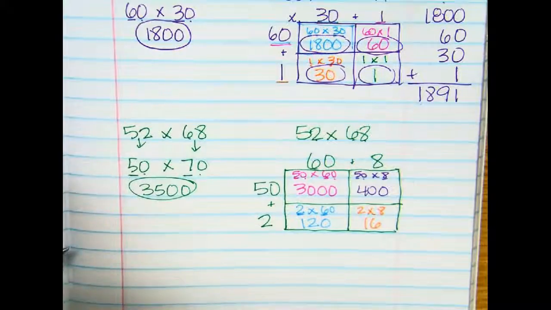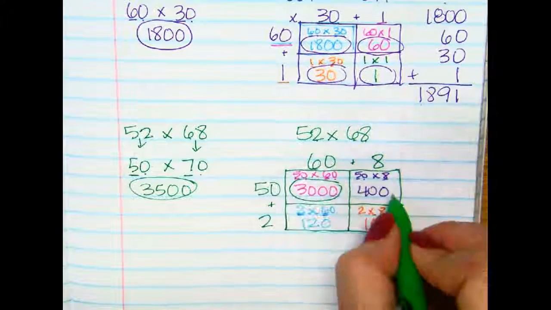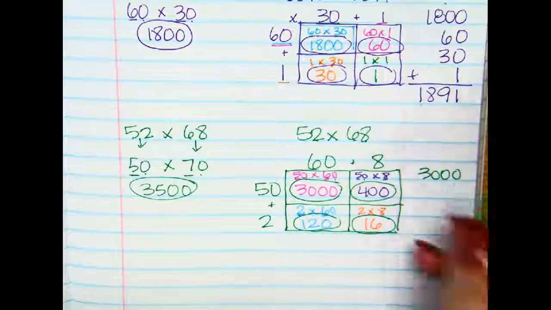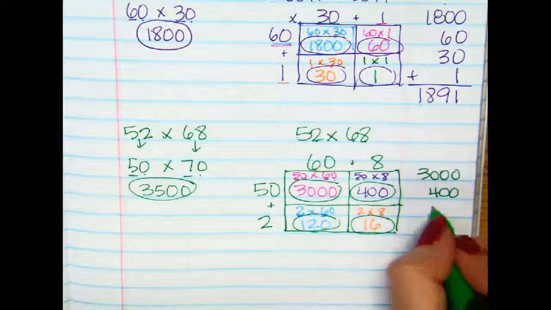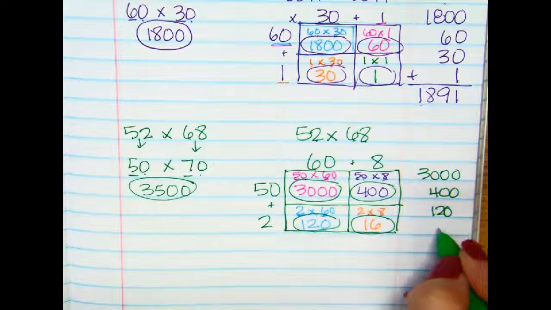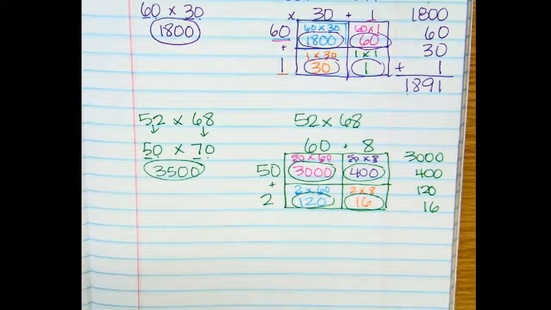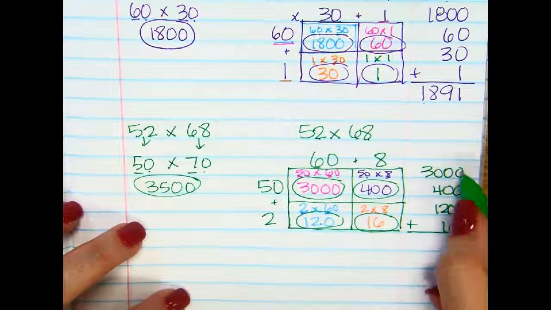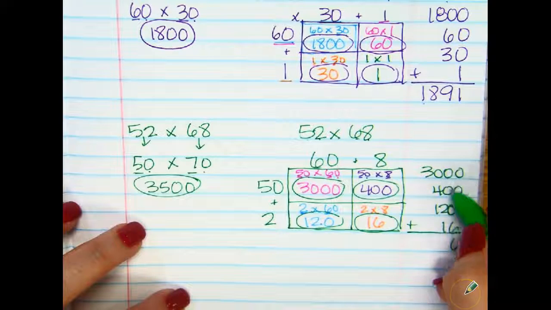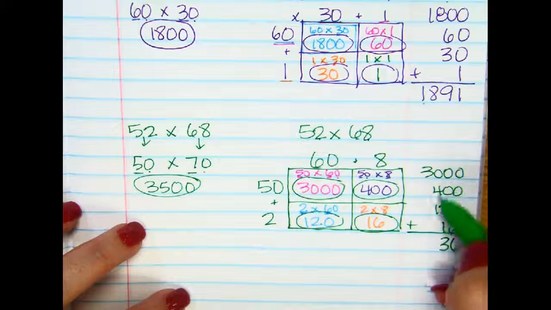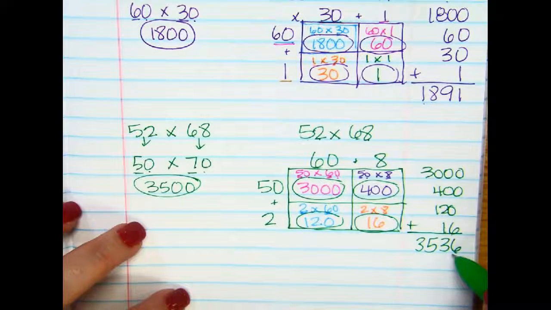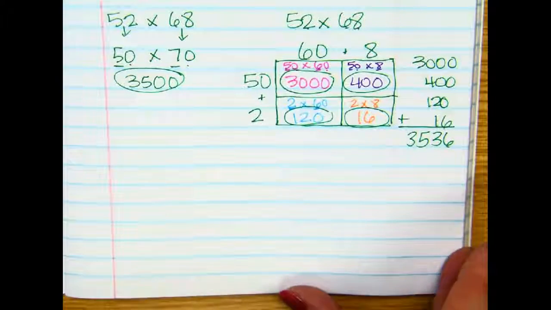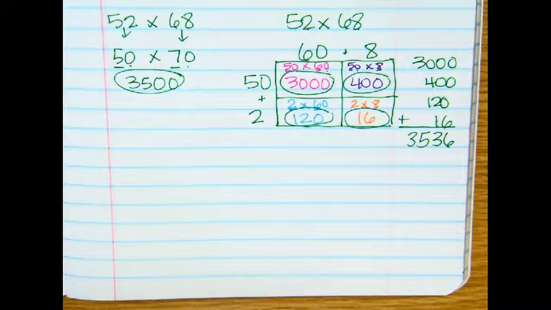So now all we have to do is add all of our partial products. So 3,000 plus 400 plus 120 plus 16. Okay, so we have all of these numbers added. These are all of our partial products. 0 plus 0 plus 0 plus 6. 2 plus 1 is 3. That's 5, and that's 3. 3,536. All right, not so bad. Let's try one more. See how it goes.